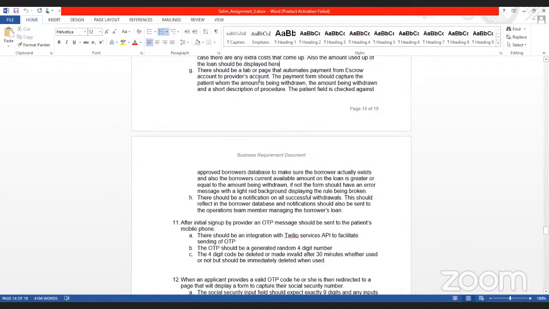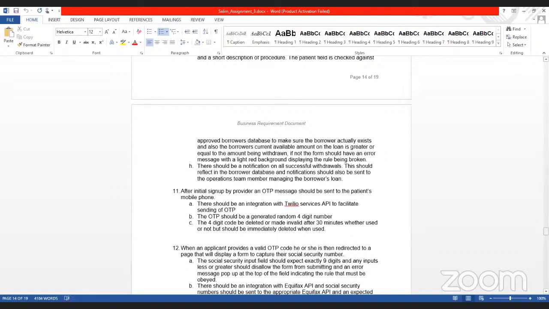With a deduction from the escrow, I'm thinking they don't just go and remove money from the escrow account willy-nilly. There should be some sort of check to make sure that the patient they are withdrawing from is actually in the approved list relating to that particular healthcare provider. When that is true, they also can't withdraw an amount that exceeds the loan amount. So all those fields are checked to make sure that they don't just withdraw anything from the escrow.